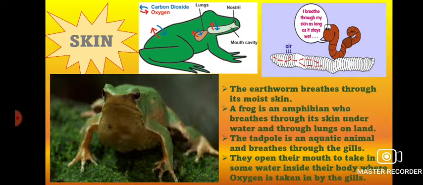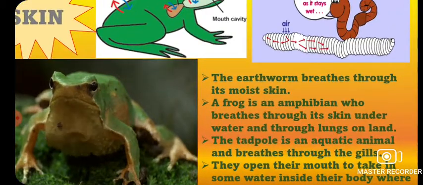Next, coming to the frog, or amphibian. It also breathes through the skin underwater. They are amphibians, so they can live both on land as well as in water. When they are in the water, that is the underwater condition, they can breathe through the skin, and when they are on the land, they can breathe through the lungs.